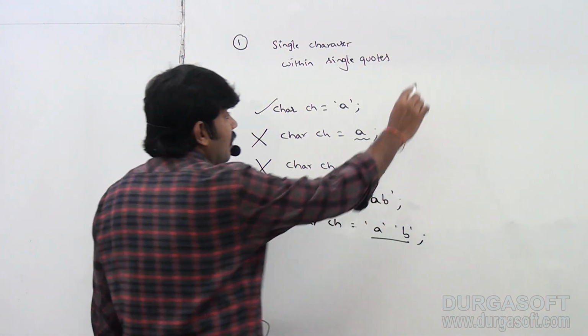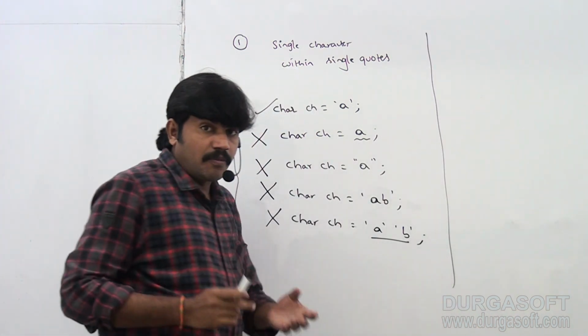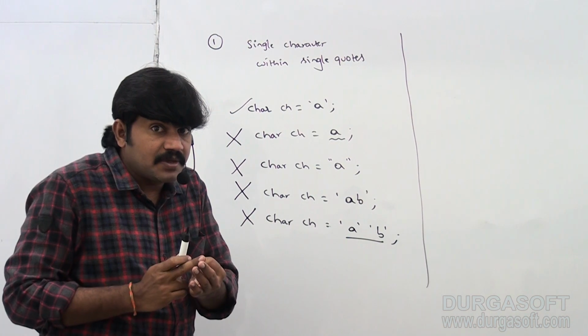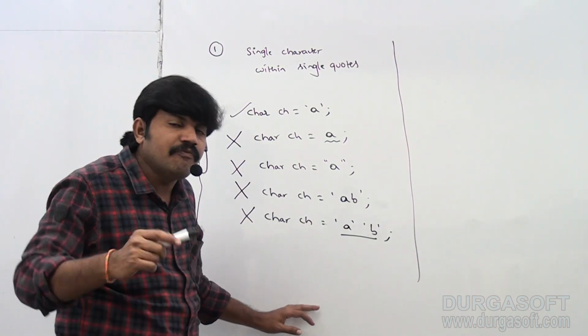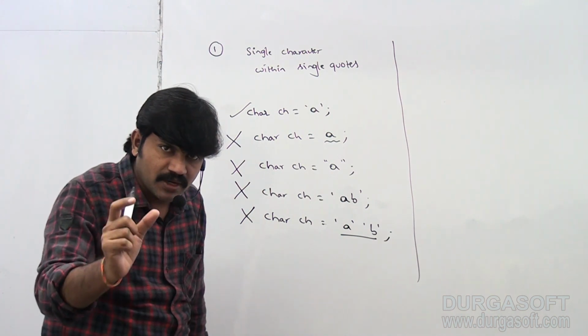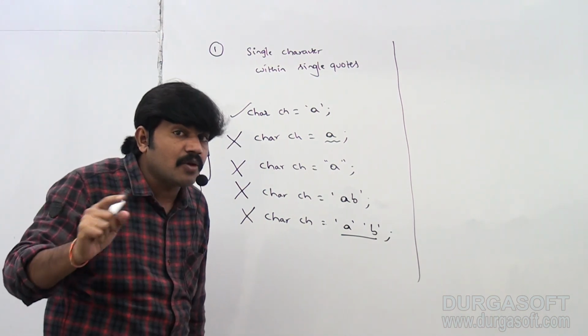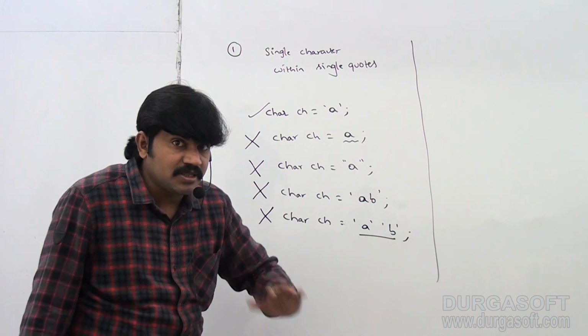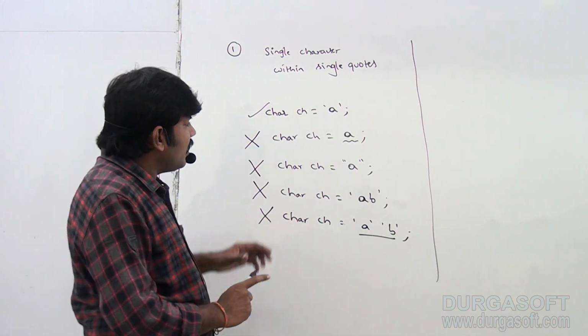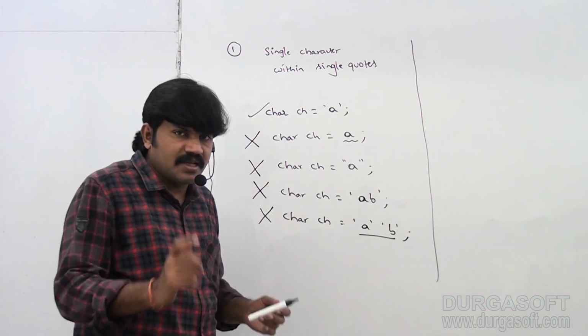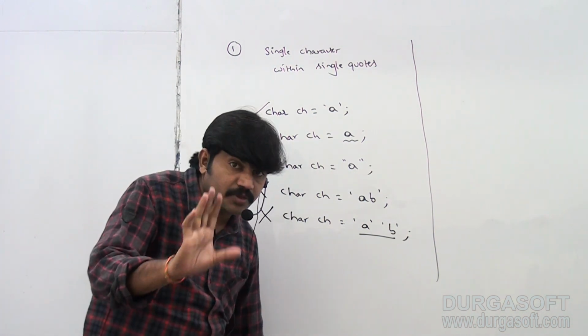But in other languages like Python, JavaScript, and shell scripting, the char data type is not there. Everything is treated as string only. So there, single quotes and double quotes can be used interchangeably, but not in Java. Remember, right? Sir, let me show these invalid cases so that you will get much clarity.